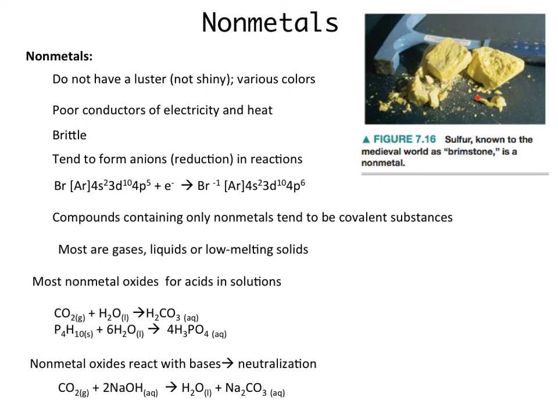They tend to form anions in reactions, so the reduction process is what happens to them. Nonmetals typically pick up electrons. We can see this here. Basically, we have the noble gas electron configuration of bromine, the neutral bromine element. We add an electron to it, and that gives us a bromide ion. Notice I go from having 5 electrons in my 4p orbital to having 6.